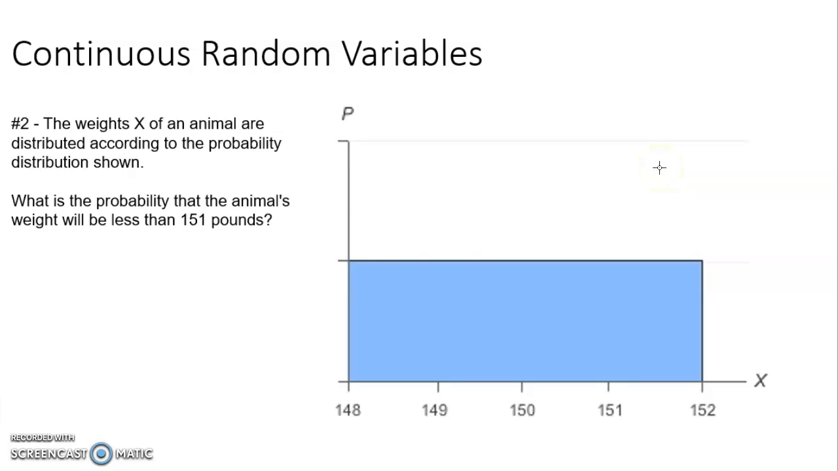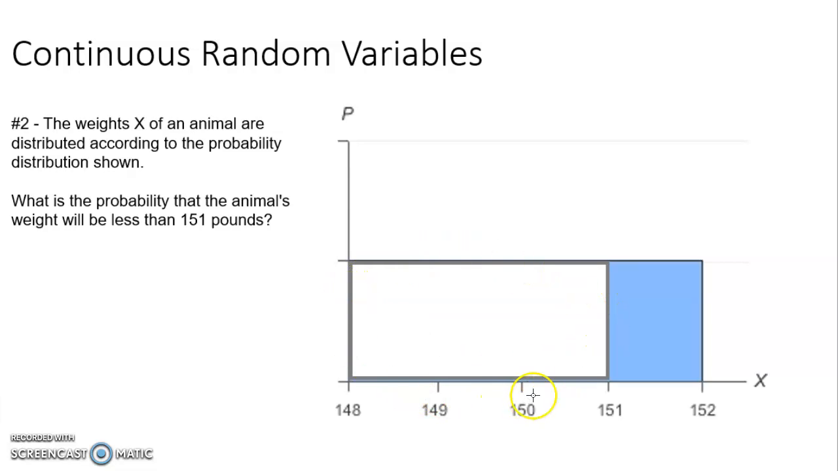Let's take a look at number 2. Number 2 says the weights x of an animal are distributed according to the probability distribution shown. What is the probability that the animal's weight will be less than 151 pounds? Okay, so again, let's mark up this picture and shade in the region that we're talking about. So less than 151 pounds. So that would be everything from 151 and below. Okay, so this region right here.